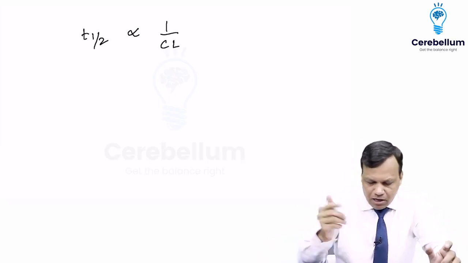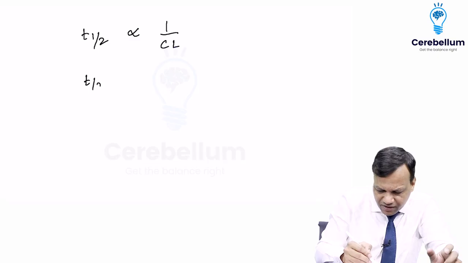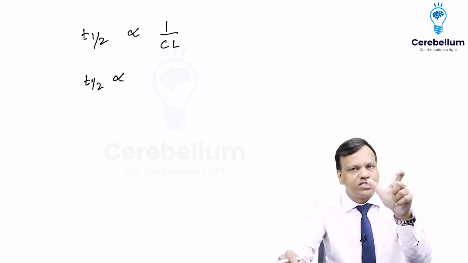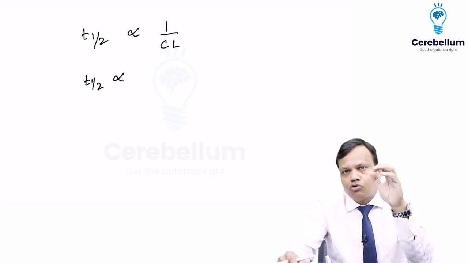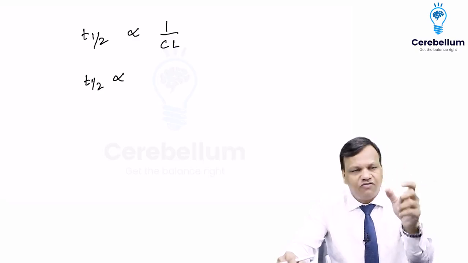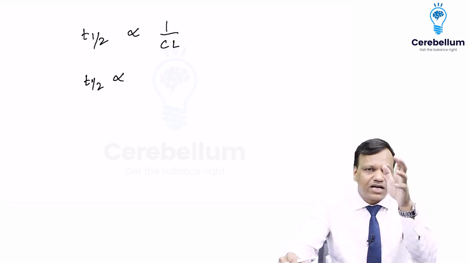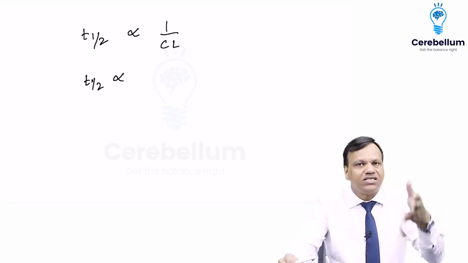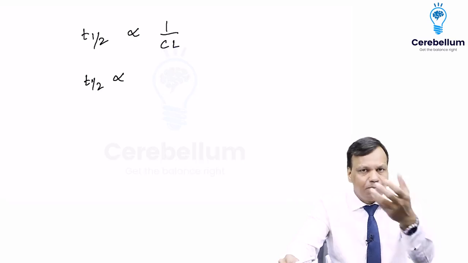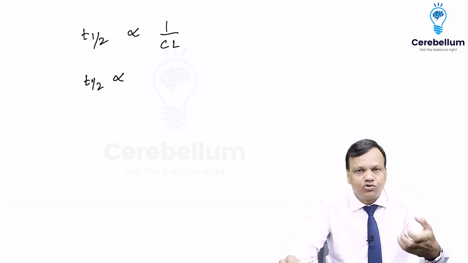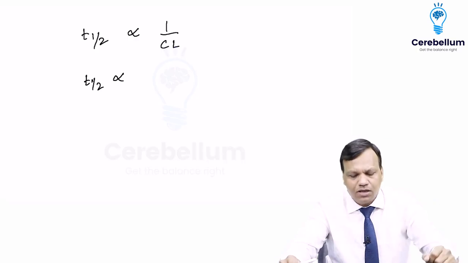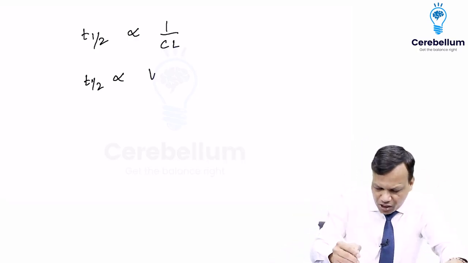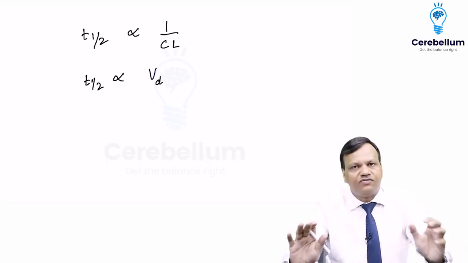Logical. Now what is the relationship between half-life and volume of distribution? If volume of distribution is high, it means most of the drug is in the tissues, very less is in the plasma, and the drug which is in the tissues will act as a storage site. So the drug which is in the plasma will be metabolized, but again it will come from the tissues. So it will keep on working for a longer time. So what will happen to half-life? It will be longer. So usually when volume of distribution is high, half-life is high.